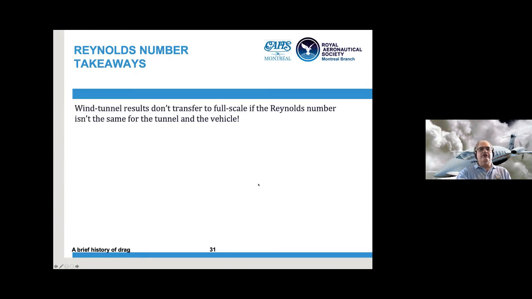So what are the takeaways? The wind tunnel results just don't transfer if you get the Reynolds number wrong, and it's a problem we have. And if you remember the Reynolds number equation, one way we can make the Reynolds number work in a small wind tunnel is by changing one of the other factors, the velocity or the density, to make the Reynolds number work out. Now, when we change those other factors, other things go wrong, such as transonic effects are all messed up if we change the velocity. But at least we can come up with something like what the airflow should be like.